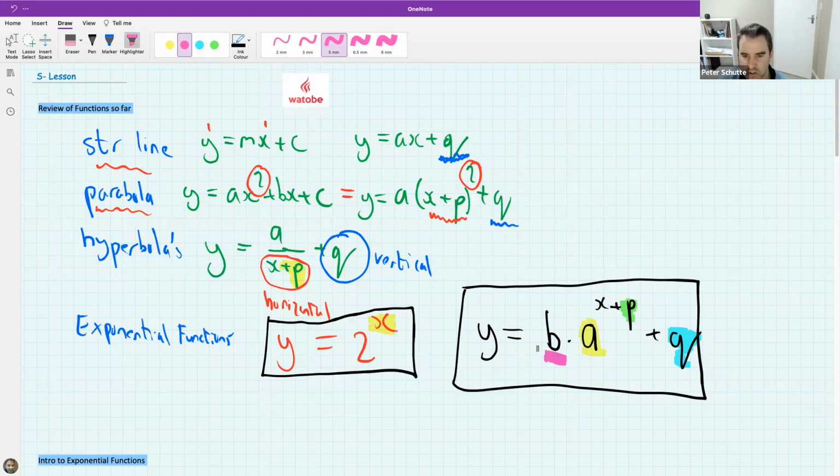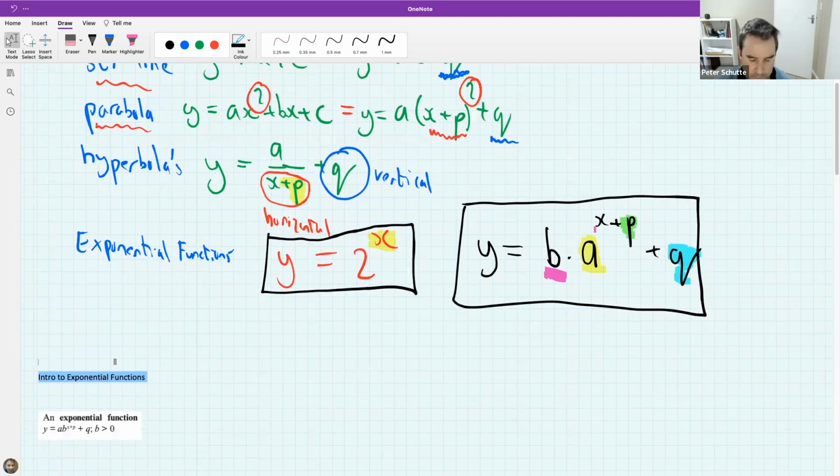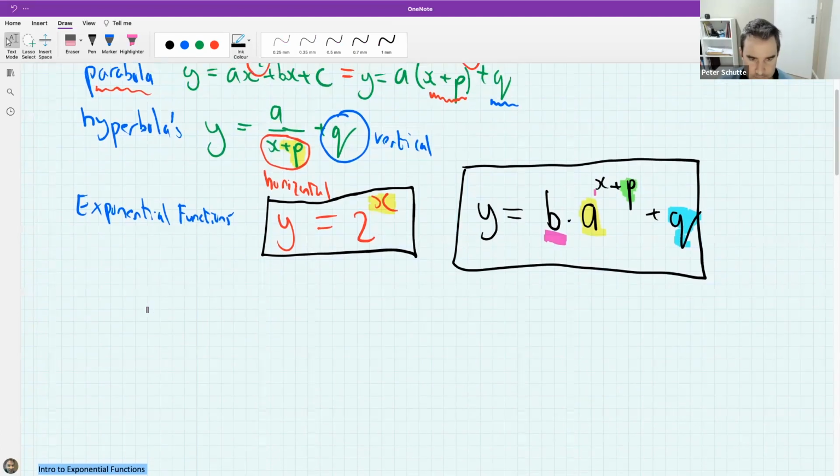But just to let you know, what is the standard form? It's just a number to the power of x, and then the normal transformations. That's the fancy word that we use. So how does this process actually work? Well, let me show you how I draw an exponential function.